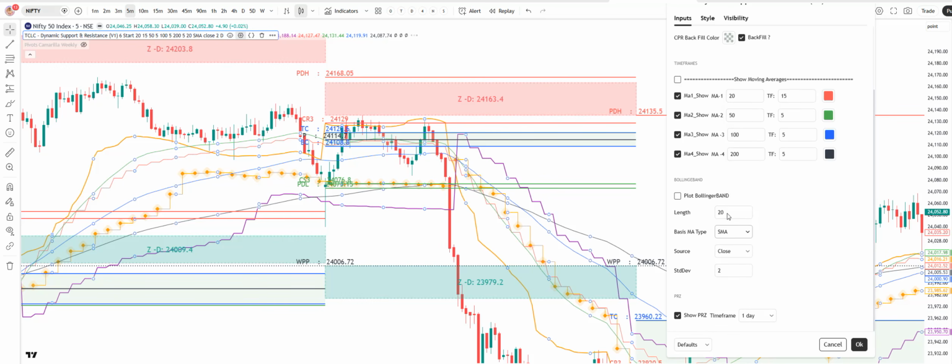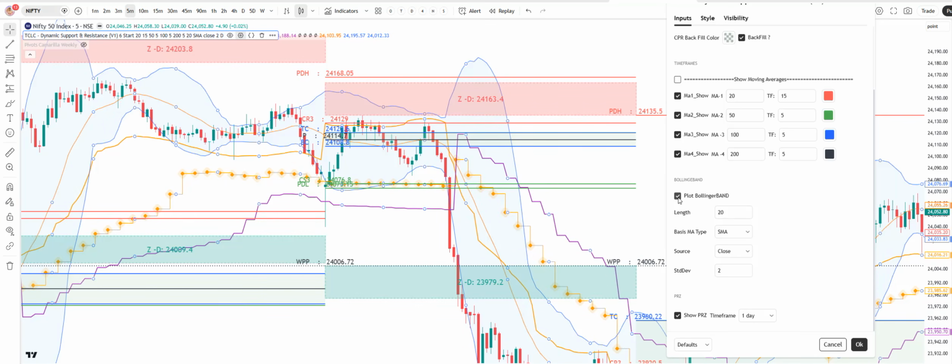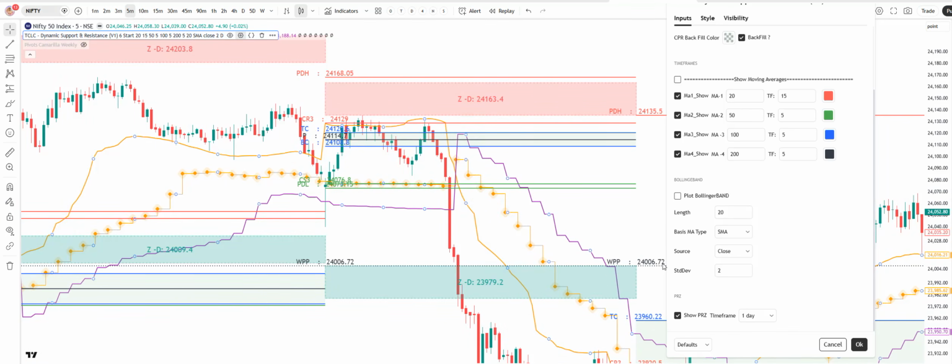The other option is to plot the Bollinger Band. If you want, you can add the Bollinger Band as well in your trading. If you don't want, you can always uncheck it. The other one is to show the potential reversal zone time frame. These are the main reversal zones that you can use in your daily trading. Here we have options like 1 hour, 2 hours. For an intraday trader, we have to always go for 1 day. Even we can use 1 week or even 1 month PRZ zones as well.